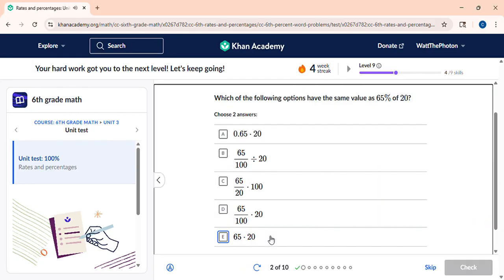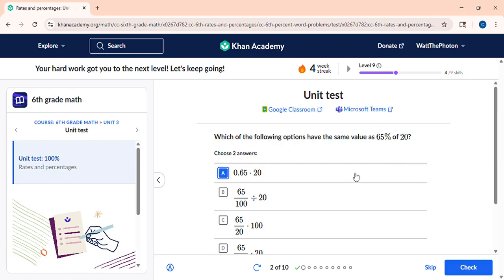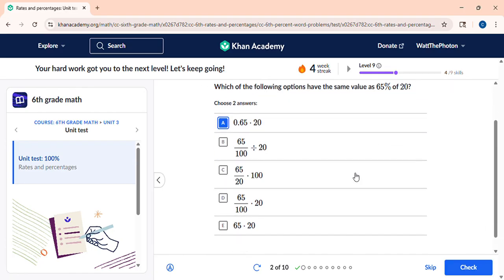I think I'm right, yeah. Which of the following has the same value as 65% of 20? So it's 65% of 20. That doesn't seem ridiculous. C is wrong, E is wrong, A is wrong.